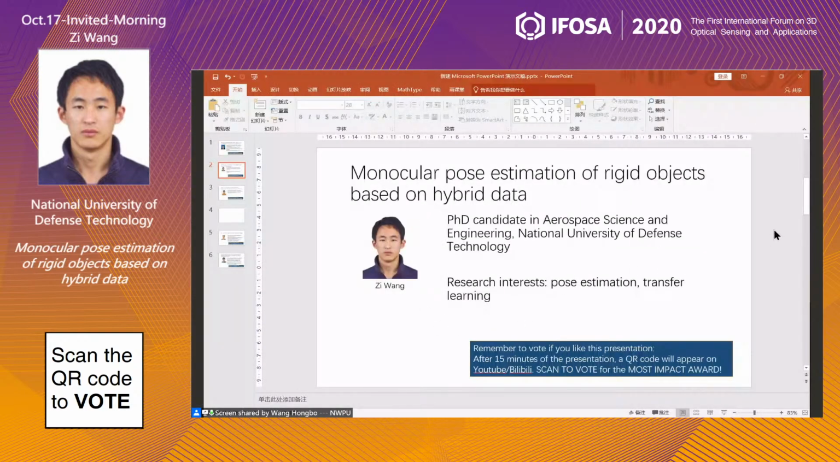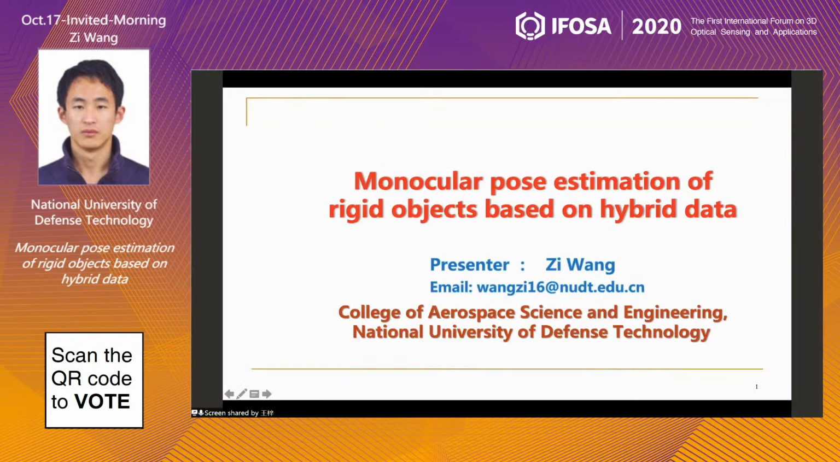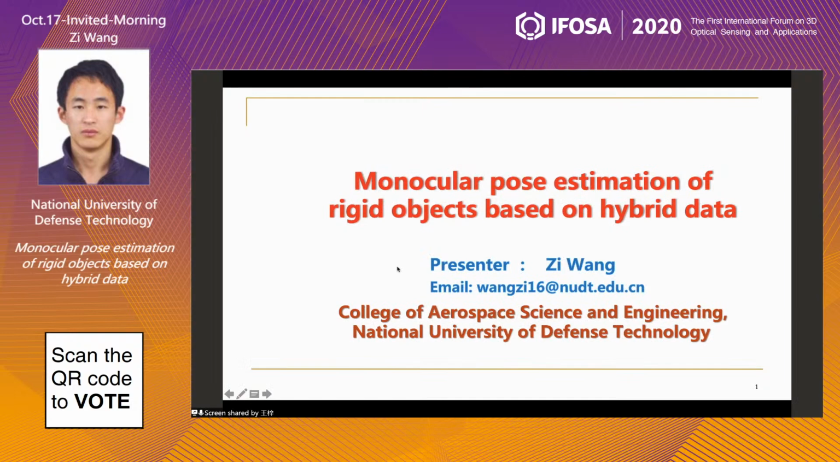Okay, Mr. Wang Zi, I'll recede and pass the screen to your presentation. Okay. And don't forget to vote. Oh, can you see the PPT here? Yes. Okay. Yes, it's quite clear.